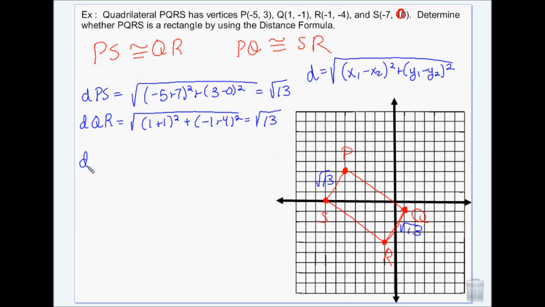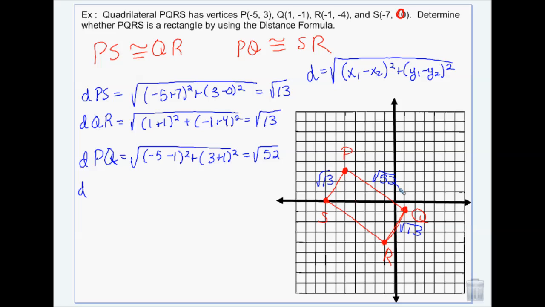So the distance for PQ is going to be, the D means distance. Negative 5 minus 1 squared plus 3 plus 1 squared. So I'm going to end up with the square root of 52. Because that gives me negative 6, so that's 36, plus 16, 52. So this is the square root of 52.